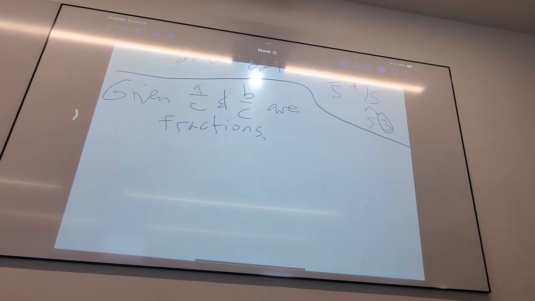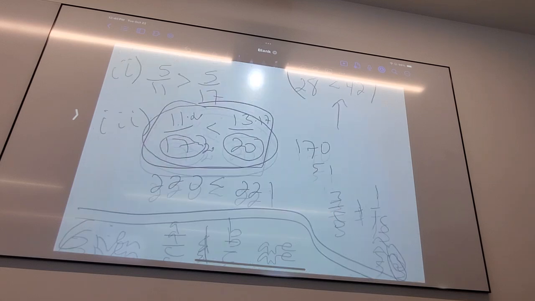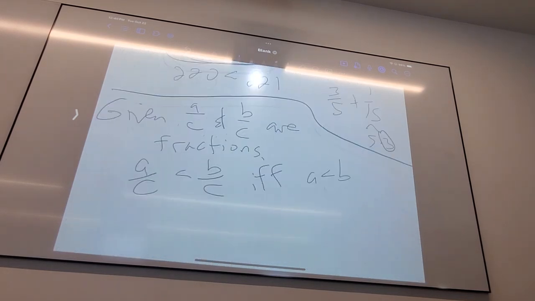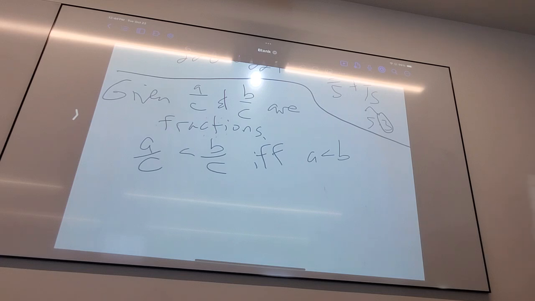So given that those two are actually fractions, A over C is less than B over C if and only if A is less than B. And that's basically like the first problem we did. If the bottoms are the same, then comparing them is easy. But I just want to show you what the formalization looks like for that. That's one thing. Second thing.